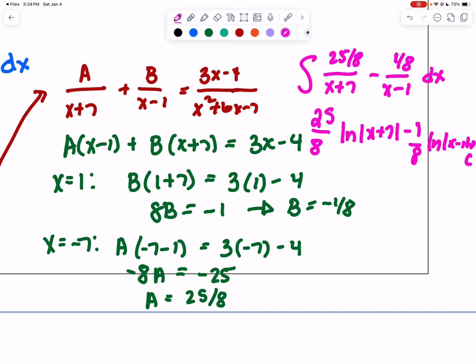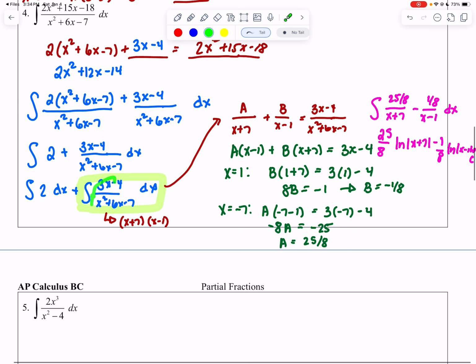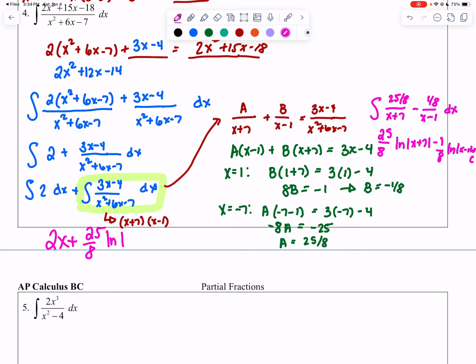Now, that was for my partial fraction decomposition right here. So it was for this integral right here. Don't forget that we still technically have the integral of 2 right here. So we are going to plot that as my final answer. So my final answer here would be 2x plus 25 over 8 ln of x plus 7 minus 1/8 ln of x minus 1 plus c. And that is my final answer.